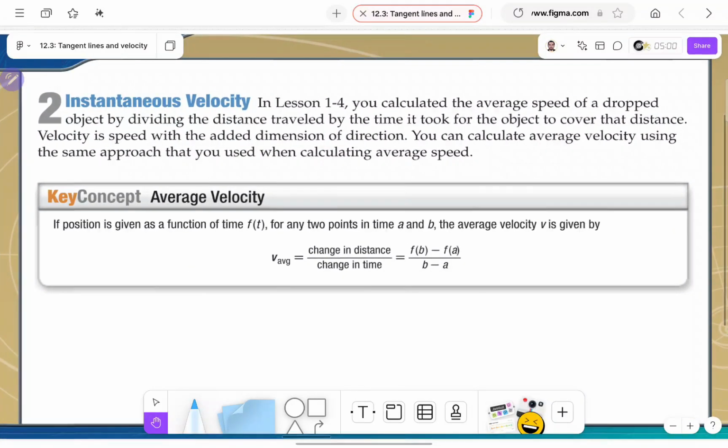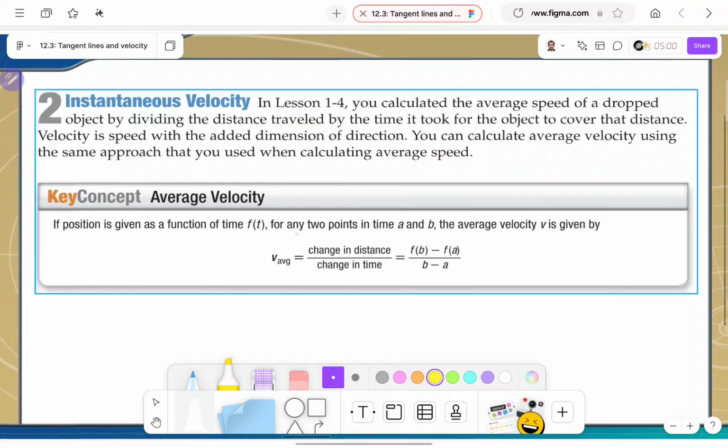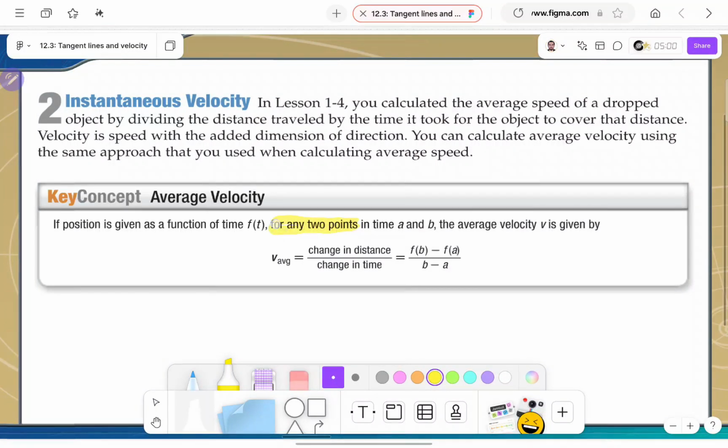Now, the second part of the lesson, finding instantaneous velocity. When you have, as mentioned here, any 2 points in time, you can find the average velocity by using the formula f of b minus f of a over b minus a. It's similar to when I say y2 minus y1 over x2 minus x1. But because here we are talking about velocity, velocity means time, right? So I need to find the time, or let's say t2 minus t1. So this is the velocity because we're talking about time. So change in distance over change in time.